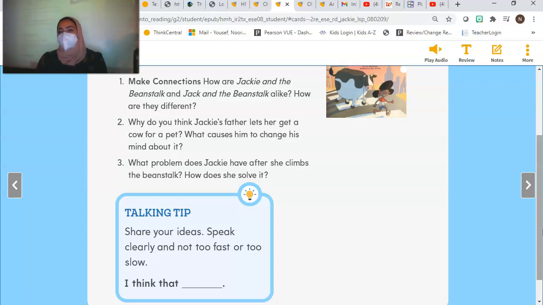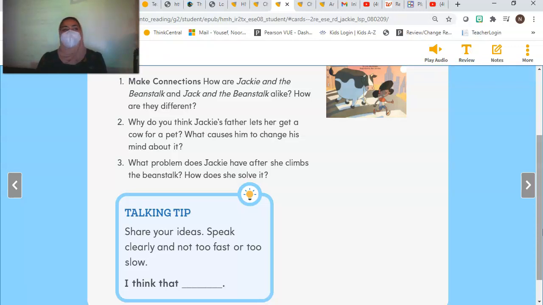Very good. And in Jackie and the Beanstalk, I was waiting for somebody to say that. In Jackie and the Beanstalk, Mr. Fee-Fi-Fo-Fum does not look like a scary giant. But in Jack and the Beanstalk, he does, right? All right, last one. Rena?